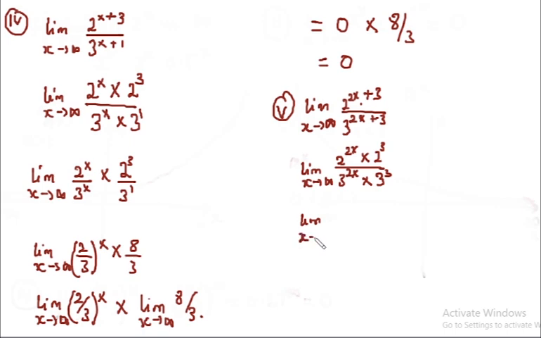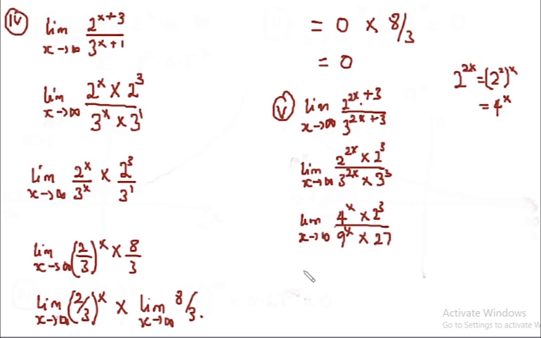So I can still simplify that and say the limit as x approaches infinity. Now, if I have something like 2 to the power of 2x, I can rewrite it as 2 to the power of 2, bracket x. So that 2 to the power of 2 will be 4x. So that's what will happen here. So I'll say 2 to the power of 2 is 4x. So I have 4x times 2 to the power of 3, divided by 3 to the power of 2 is 9x, times 3 to the power of 3 is 27.